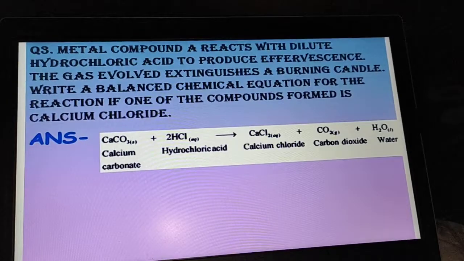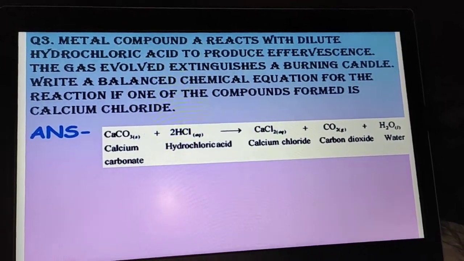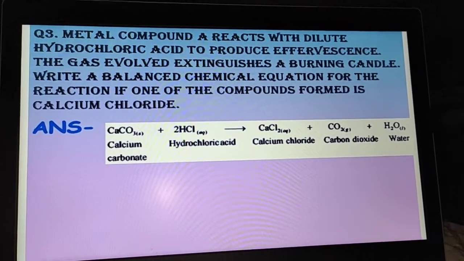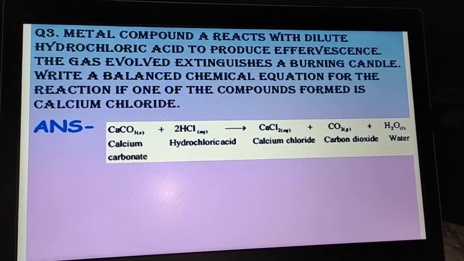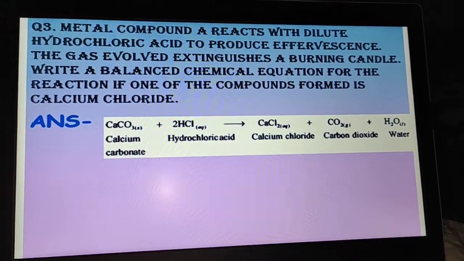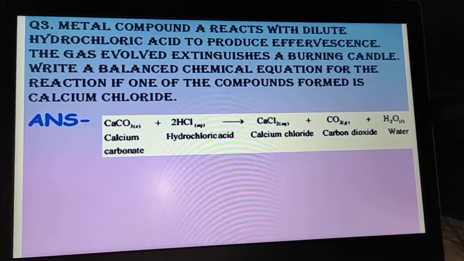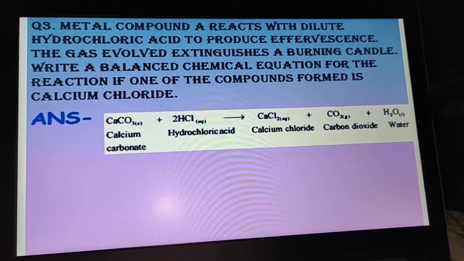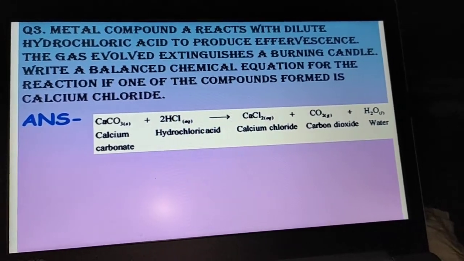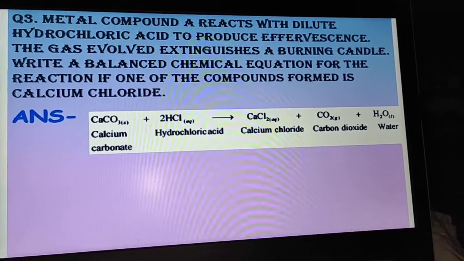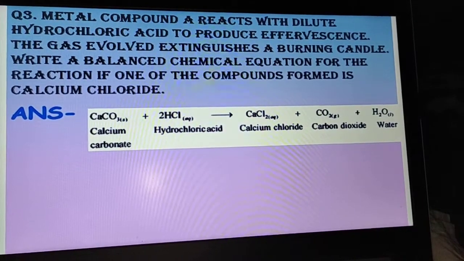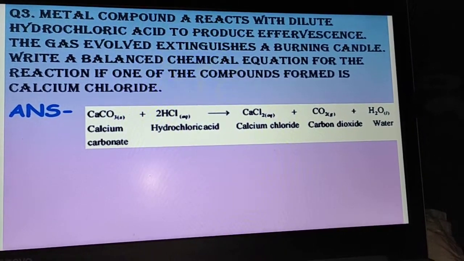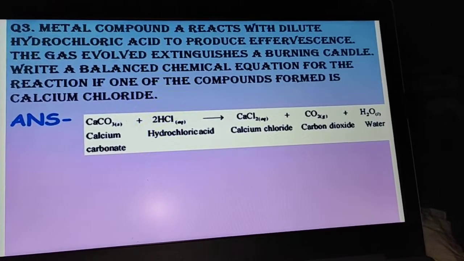So there is one question. A metal compound reacts with dilute hydrochloric acid to produce effervescence. The gas evolved extinguishes a burning candle. Wherever a gas extinguishes a flame, it is CO2, and effervescence is also due to CO2. Write a balanced chemical equation for the reaction if one of the compounds formed is calcium chloride. One compound formed is calcium chloride.